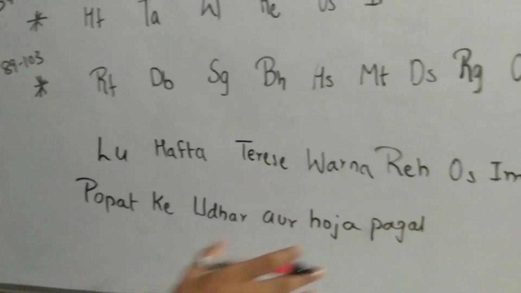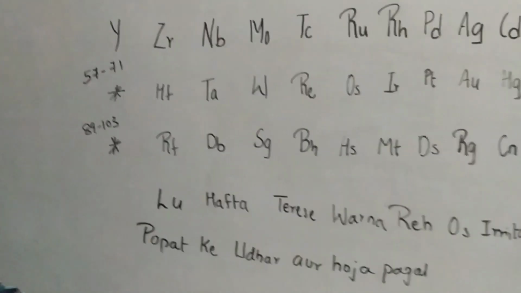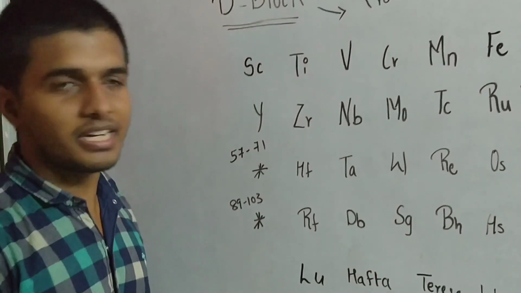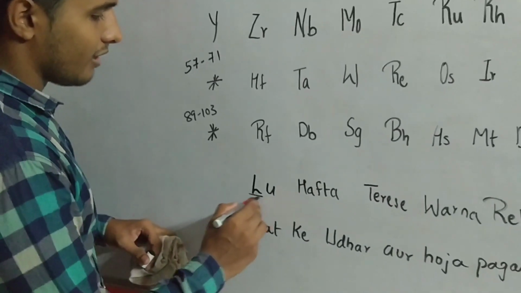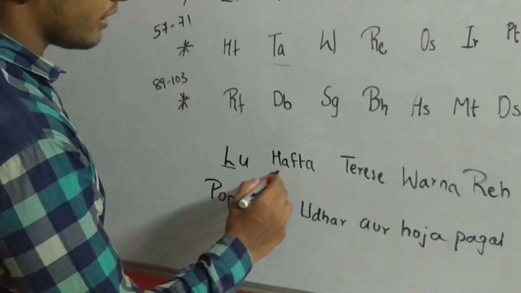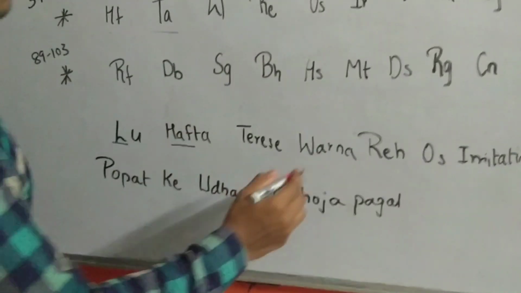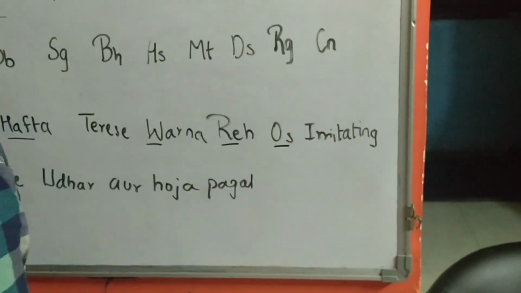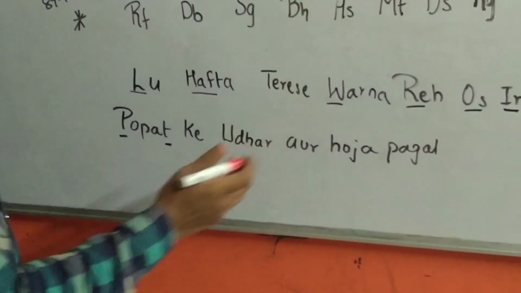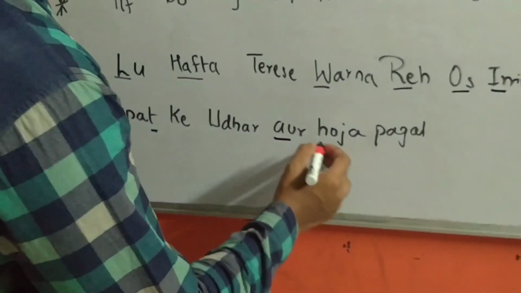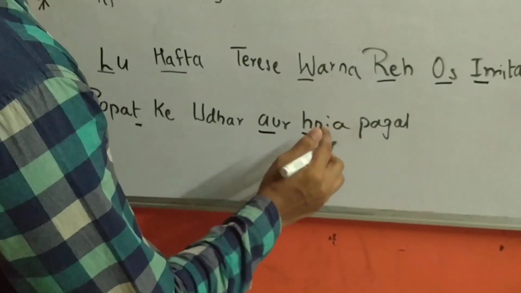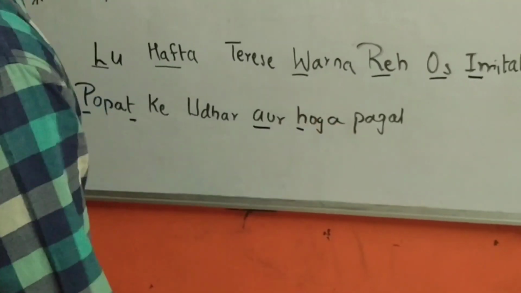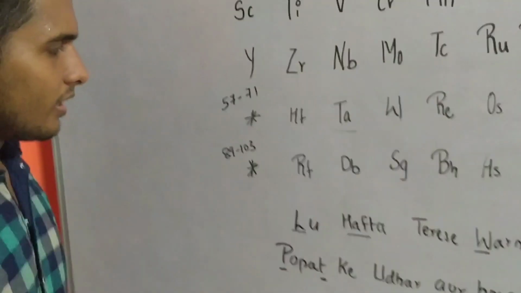So this is a big line, but if it's spelled or pronounced in Hindi, it makes something funny. I guess it's funny for me itself. So let's start. L for lanthanum itself. Hf, Ta I have made here itself, and W here. Re. Instead of Us, I have made it Os. Ir. Pt. Au. Hg. Instead of J, we can write here G. Hoga pagal. So this is a line.